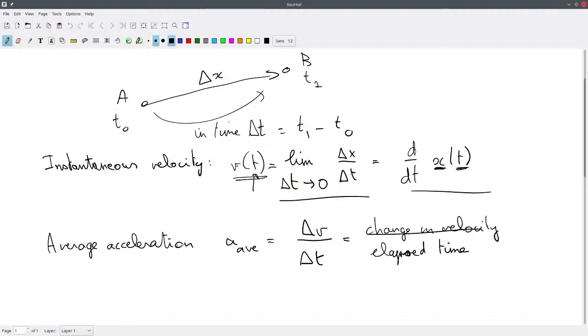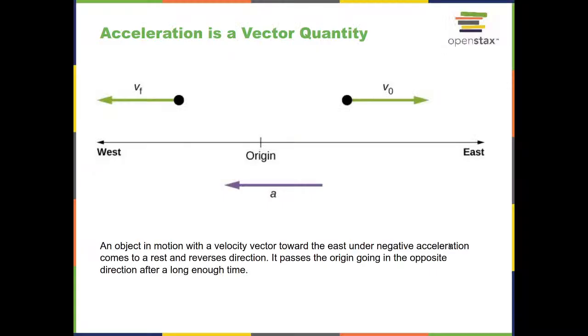So let's say my velocity changes from an initial velocity of plus 2 meters per second to a final velocity of minus 2 meters per second. In this case, the vectors have the same size, so I'll use the same magnitude. Then my acceleration will be plus 2 meters minus minus 2 meters, so 4 meters per second, divided by the elapsed time between when it has this velocity going in the eastern direction and when it has the velocity going in the western direction.